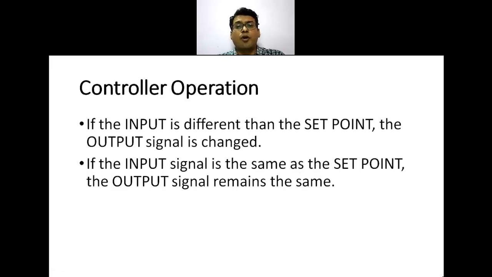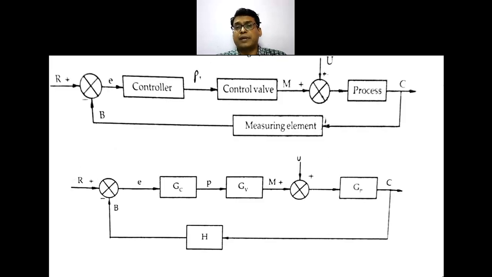Then controller operation. If the input is different than the set point, the output signal is going to change. If the input signal is the same as the set point, the output signal remains the same. That is, if there is no error, no manipulated variable adjustment will be there. The manipulated variable will remain as it is. Now, coming to the block diagram of this process which we have talked about.